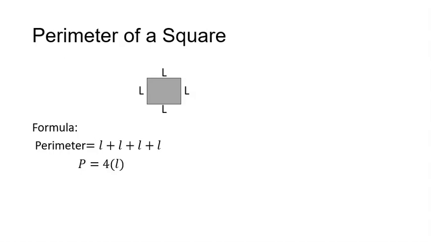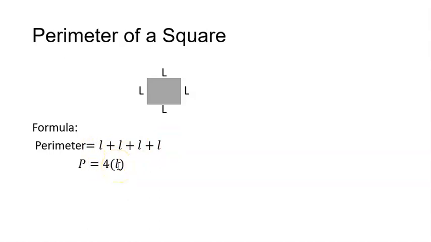How do we get the perimeter of a square? We know that the square has four sides, right? This is a square and it has four sides. So the perimeter of a square, the formula is L plus L plus L plus L, which is length plus length plus length plus length, okay? And it can be simplified as P equals 4(L). That is 4 times L, okay? There are 4 L, so it's easier, 4 times L.